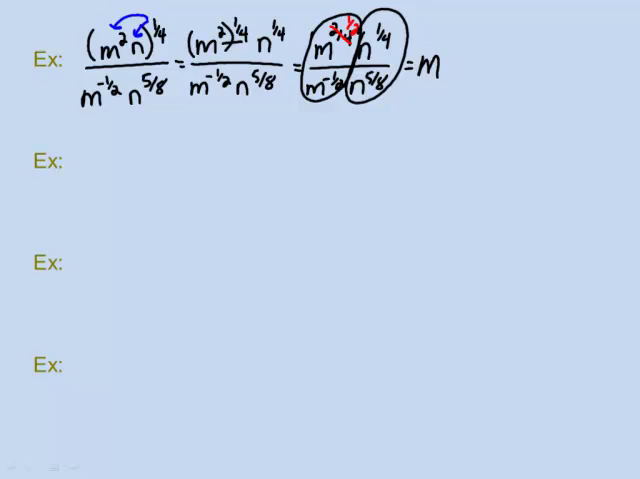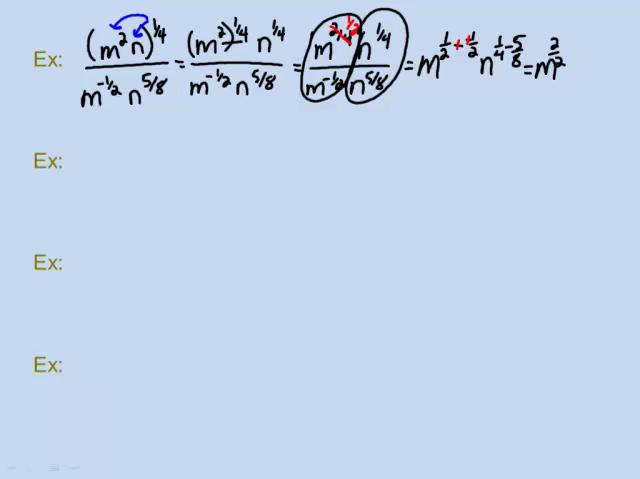So m to the 1/2 divided by m to the negative 1/2 is the same as m to the 1/2 minus whatever's in the denominator, negative 1/2 power. And then n, same way, we've got n to the 1/4 minus 5/8 power. 1/2 minus a negative is the same as adding a positive, so we're really adding there. So we've got now m to the 1/2 plus 1/2 is 2/2.